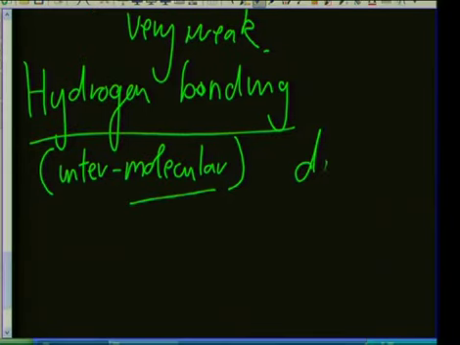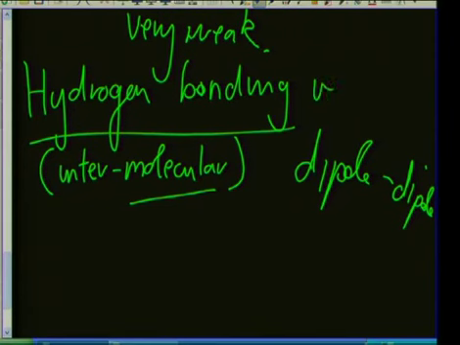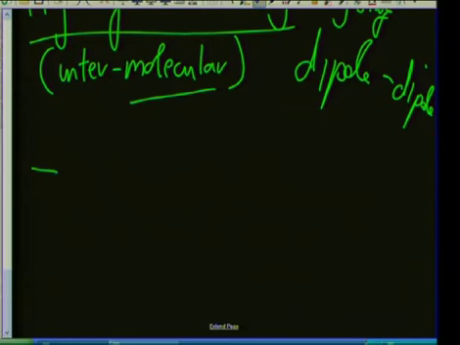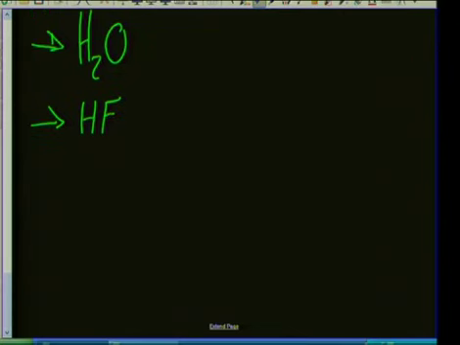These are between dipoles and dipoles. It's a special case of van der Waals. But in this case, there are very strong dipoles and very strong dipoles. The examples that you need to know: there is hydrogen bonding in water, in H2O. There is hydrogen bonding in hydrogen fluoride, and there's hydrogen bonding in ammonia. There is also hydrogen bonding in your DNA and in other organic molecules that are really big.